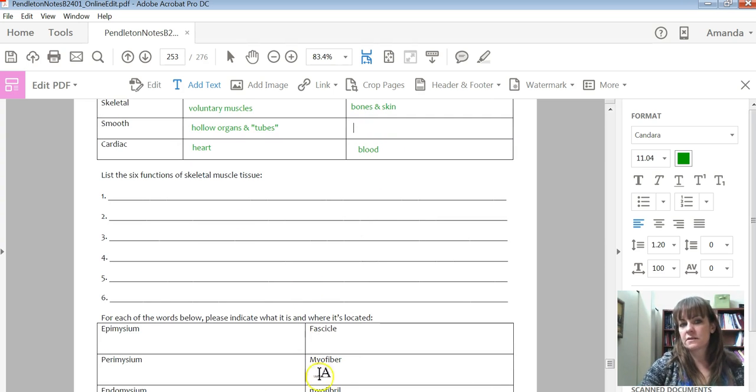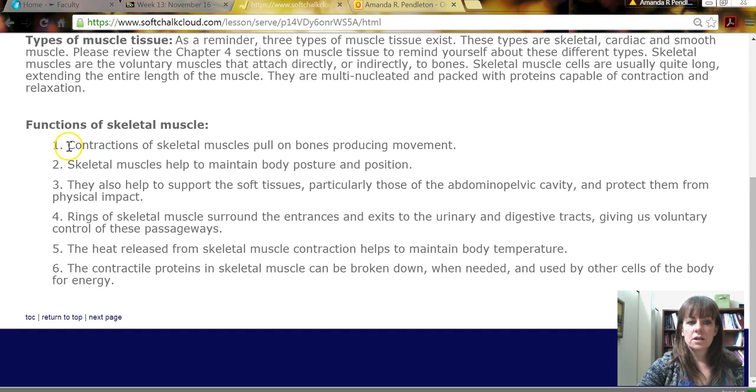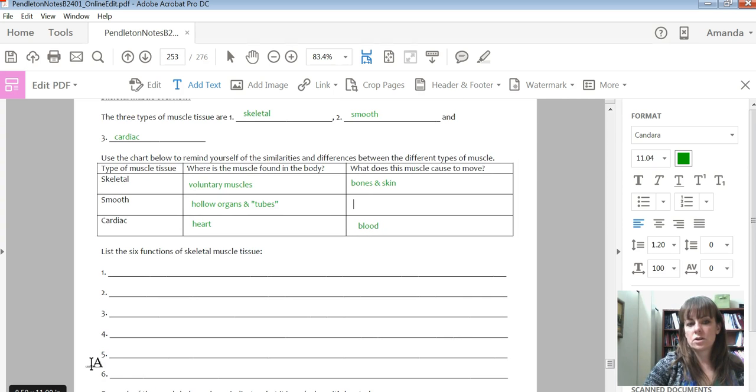There are 6 functions of skeletal muscle tissue that are listed in the book. They're also listed here in your homework lesson. So my suggestion is to read through these 6 and then go over here to your notes packets and see if you can write those same functions in your own words in a way that you understand it. So don't just copy and paste that material. Make sure that you understand it well enough to put it into your own words in a way that makes sense. Okay, and so that is a brief overview of muscle tissue, and specifically we're going to be getting into skeletal muscle tissue in most of the rest of this chapter.